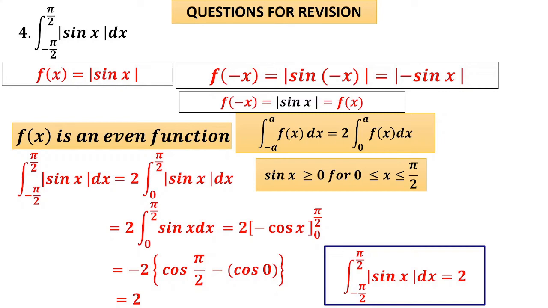Be careful. But when you find the integral from minus pi by 2 to pi by 2 of simply sin x dx, it will be 0 because of the odd function idea.